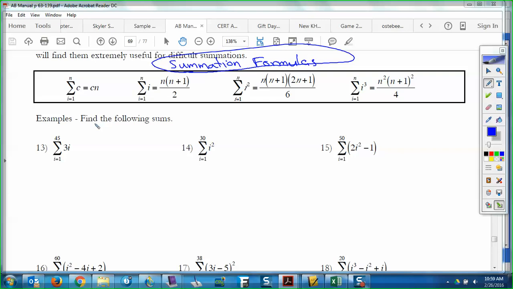Those we will use for sure. I don't know if we'll get into this one, but you'll be given it if we need it. If you have a sigma of i cubed from 1 to n, then it's n squared times (n plus 1) quantity squared, all divided by 4.